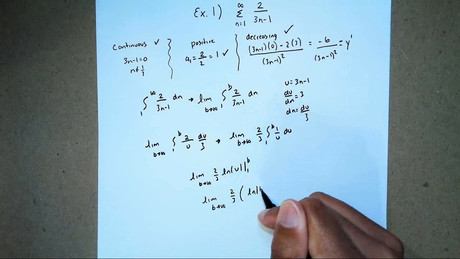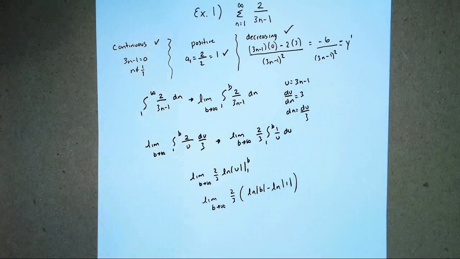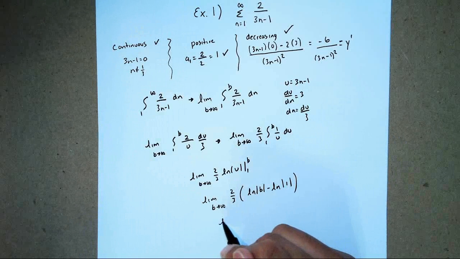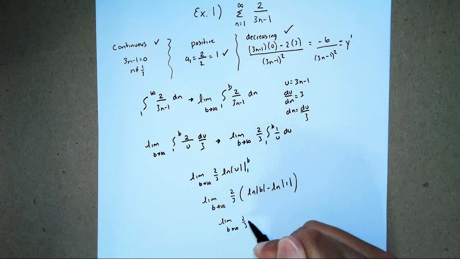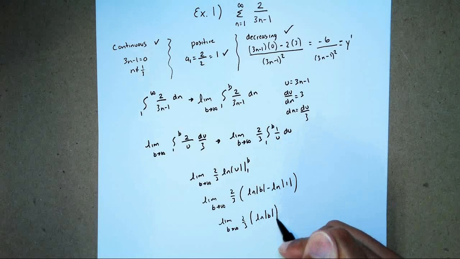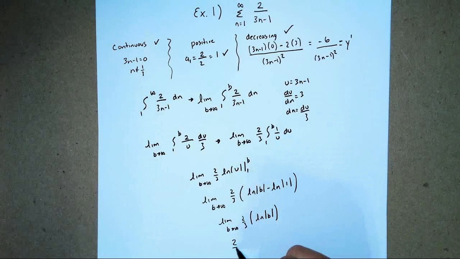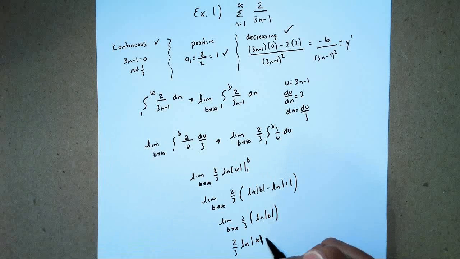And you'll probably notice that ln of 1 is just going to be 0. So my last thing that I'm left with is a limit as b goes to infinity. With that minus 1 is just going to be left with ln absolute value of b, which means I'm going to plug infinity into there, and that's going to be 2/3 times ln of infinity. But ln of infinity is going to be infinity times 2/3, which is still infinity.